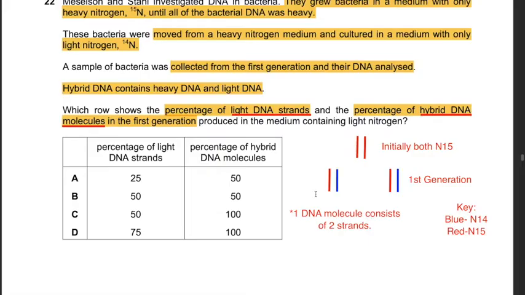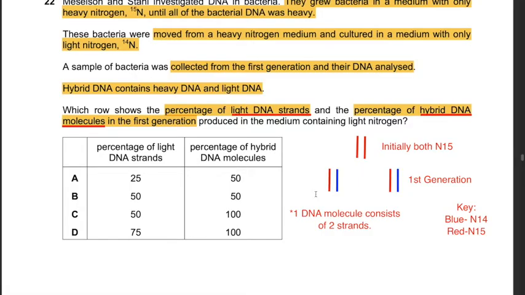Although a long question, you should break it down into separate parts. The keyword over here is first generation. Hence, they are looking at the first generation only, and they are asking about the percentage of light DNA strands and the percentage of hybrid DNA molecules of the first generation. And there is a difference between strands and molecules, as one molecule consists of 2 strands. So initially, both the strands would be 15N, or the heavy nitrogen, because it is first cultured in a medium with heavy nitrogen. Once it is removed from heavy nitrogen and placed in a medium with light nitrogen, that is 14N, there would be DNA replication occurring, and the first generation would consist of 100% of hybrid DNA molecules.